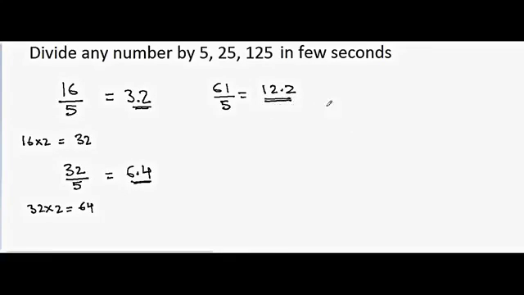So how did I come up with this trick? It's not magic, it's just a simple trick. Suppose I have 16 and I want to divide by 5, that is equal to 16 divided by 10 into 2. So what I'm doing here is multiplying by 2, and then I'm putting a decimal because I have a 10 in the denominator. So the answer is 32 divided by 10, that is equal to 3.2.